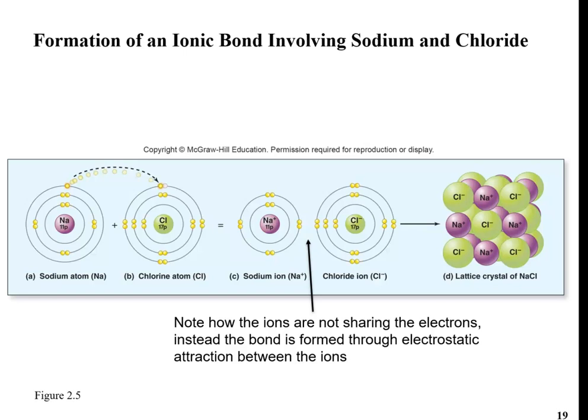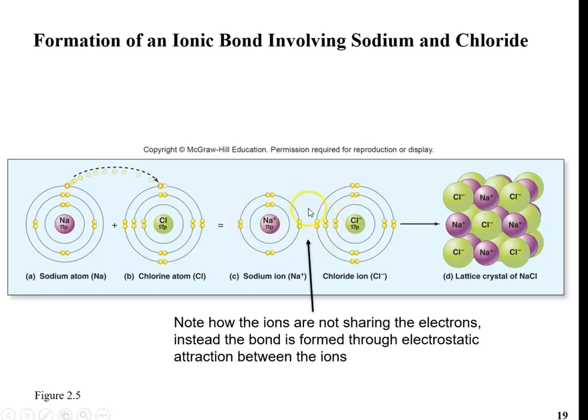So to show you what all of that means, here's sodium. Here's its outer shell. It only has 1 electron in its outer shell, so it wants to donate that electron. Here's chlorine. It has 7 electrons in its outer shell, so it wants to gain that electron. When you go over here, they're bonded, even though you can't see the bond.